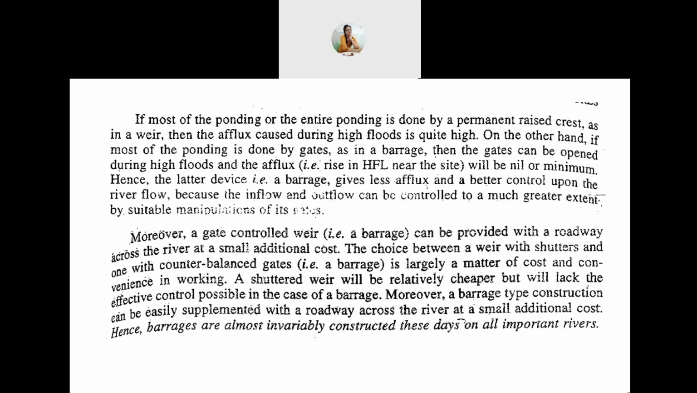The choice between a weir with shutters and one with counterbalance gates, that is a barrage, is largely a matter of cost and convenience in working. A shuttered weir will be relatively cheaper but will lack the effective control possible in the case of a barrage. Moreover, a barrage-type construction can be easily supplemented with a roadway across the river at a small additional cost. Hence, barrages are almost invariably constructed these days on all important rivers.